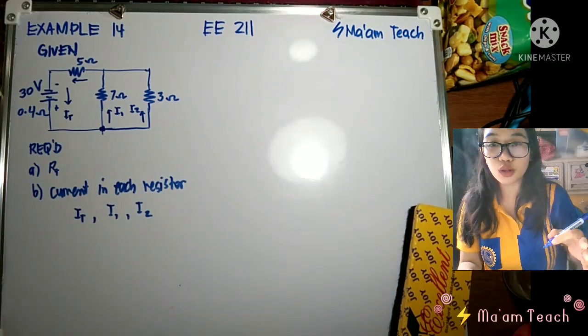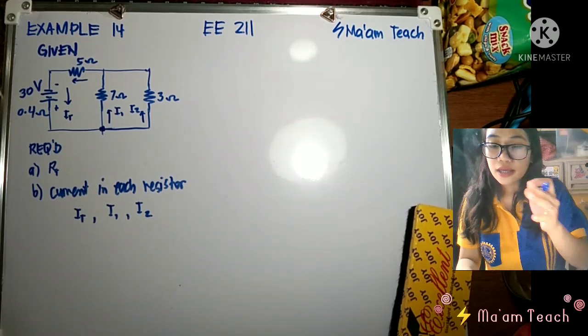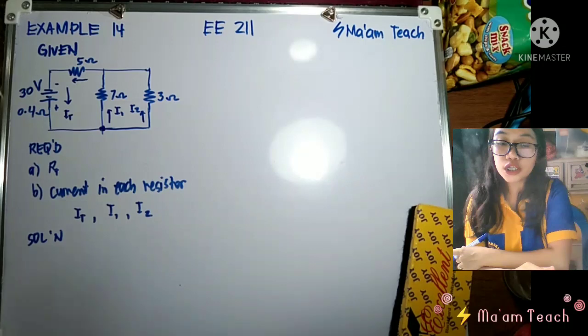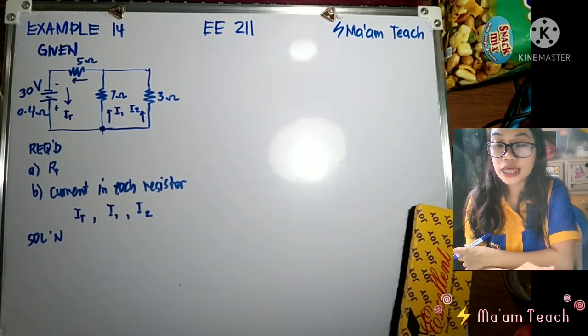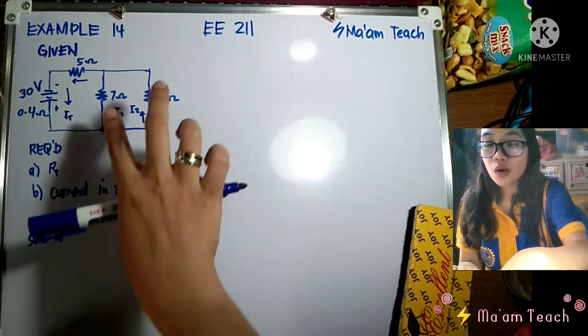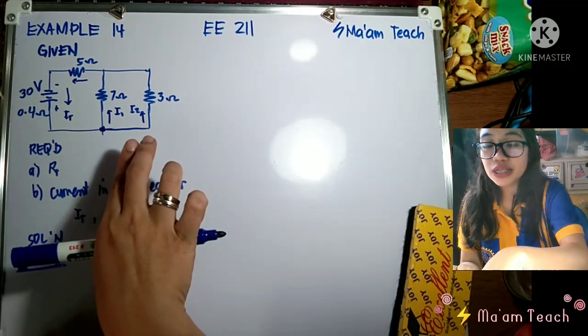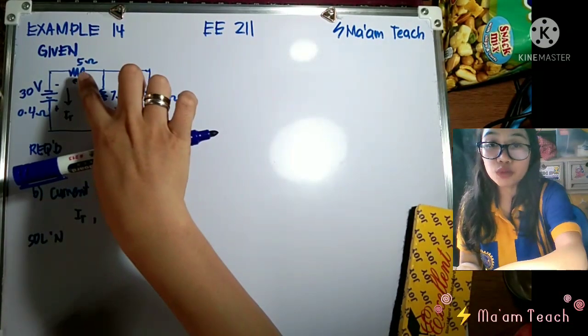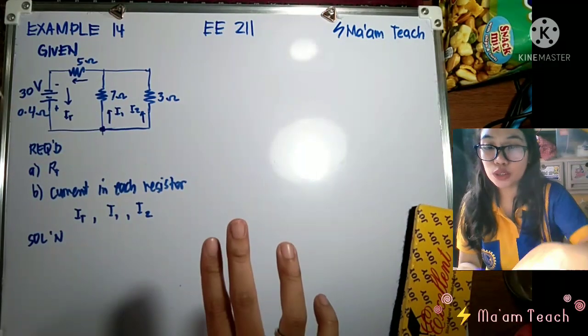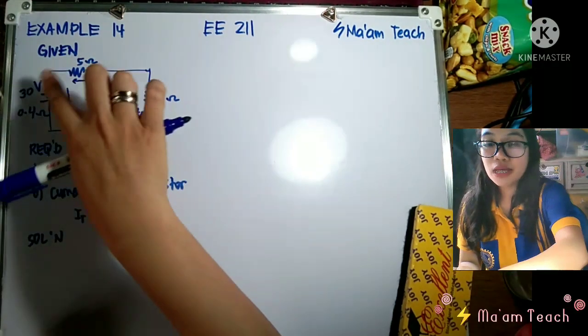Okay, and for us to solve for that, we will be using our principles in Ohm's law as well as in series and parallel. If you can observe, class, we can observe that our circuit is a combination of series and parallel. As you can see, 7 ohms and 3 ohms are connected in parallel, while the combination of 7 and 3 is connected in series with 5 ohms, while 5 ohms and 0.4 ohms are connected in series also. As you can see, they are on the same path.